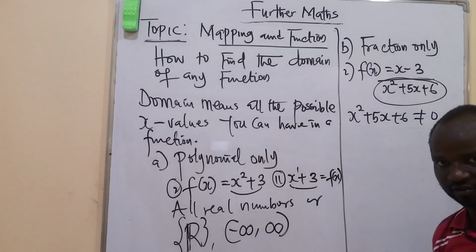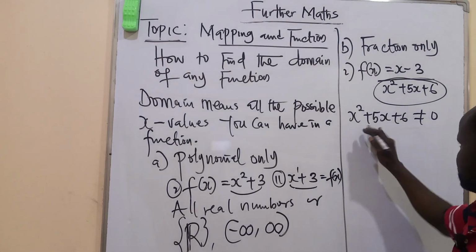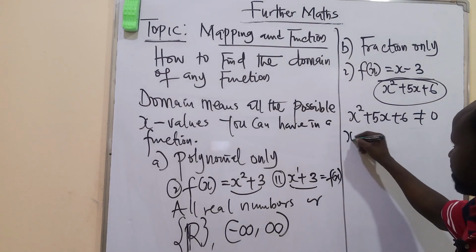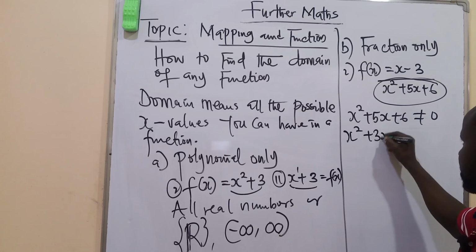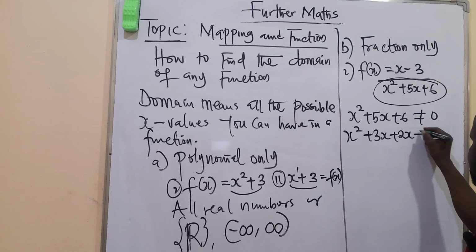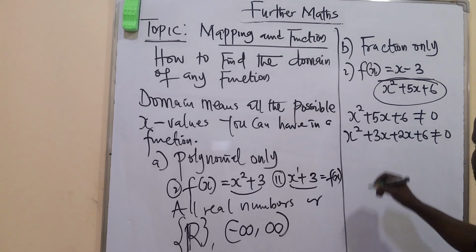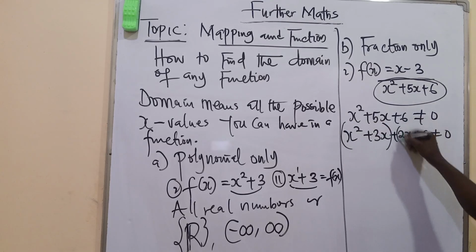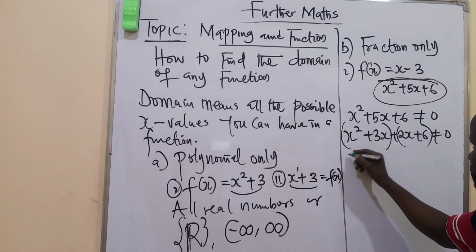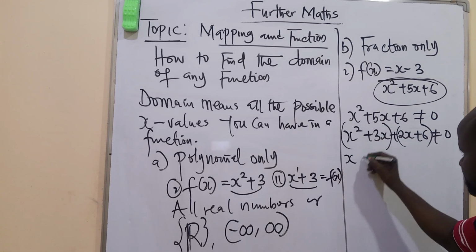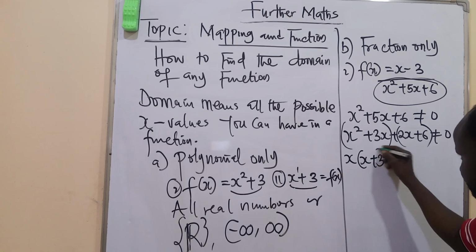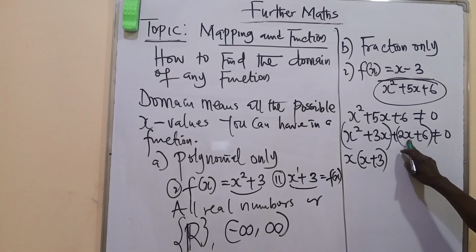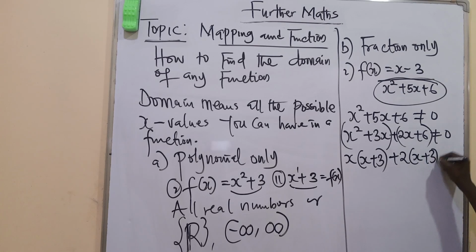Then solve for x. This is a quadratic function. This will be x squared plus 3x plus 2x plus 6 must not be equal to 0. We can group this in this order. What is common here is x into x plus 3. What is common between 2x and 6 is 2 into x plus 3, must not be equal to 0.